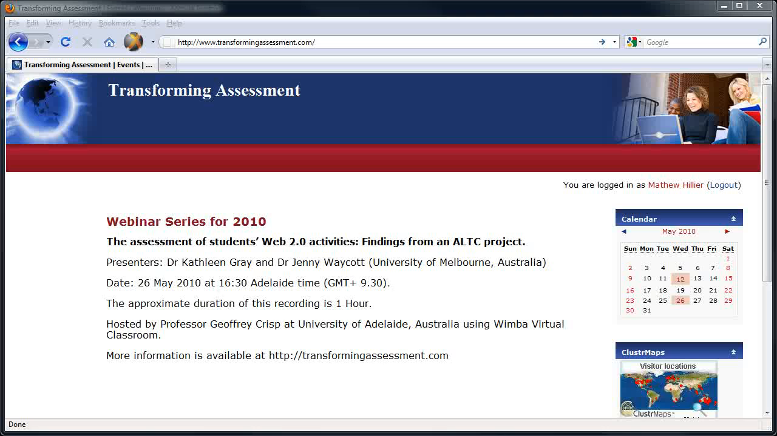This particular session is about assessment of students' Web 2.0 activities, findings from an ALTC project. The presenters are Dr. Kathleen Gray and Dr. Jenny Waycott, both of the University of Melbourne, Australia.